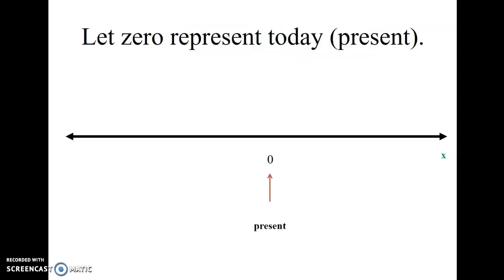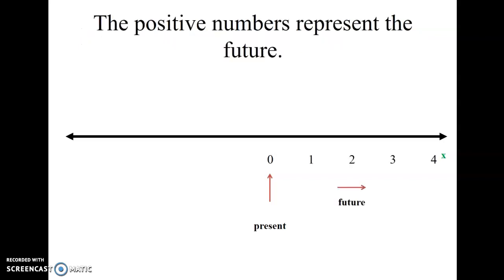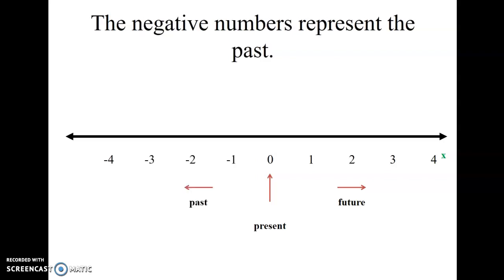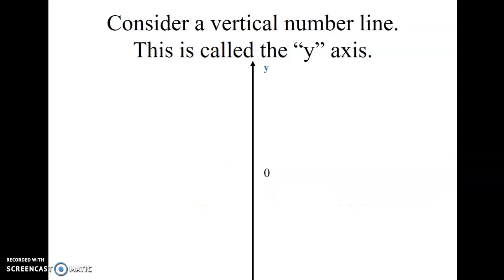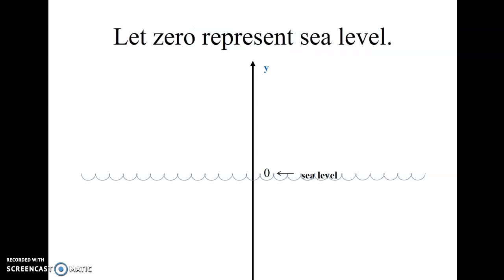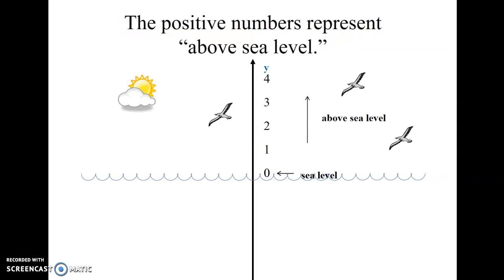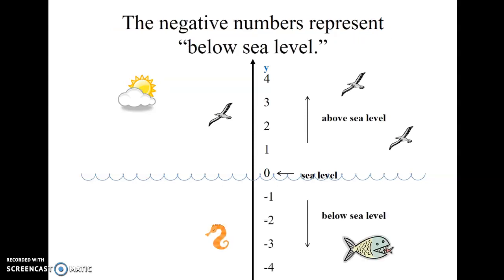And if we thought about 0 as being today or the present, any positive number would represent the future, things that are about to happen, and any negative number would represent the past. Okay? Now let's think about a vertical number line. We would call a vertical number line the y-axis, where 0 could be thought of as sea level. Anything above is above sea level, so any of those positive numbers. Any of those negative numbers would be represented by below sea level.